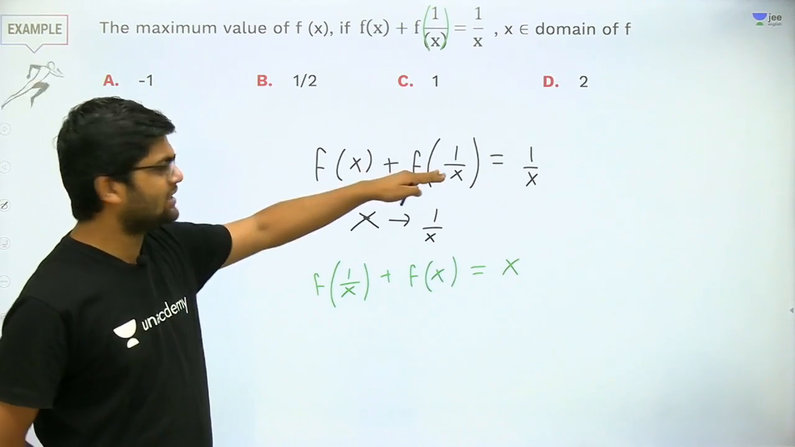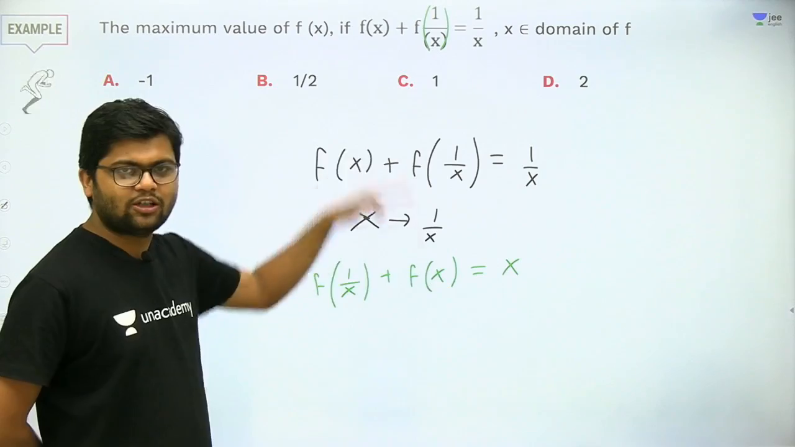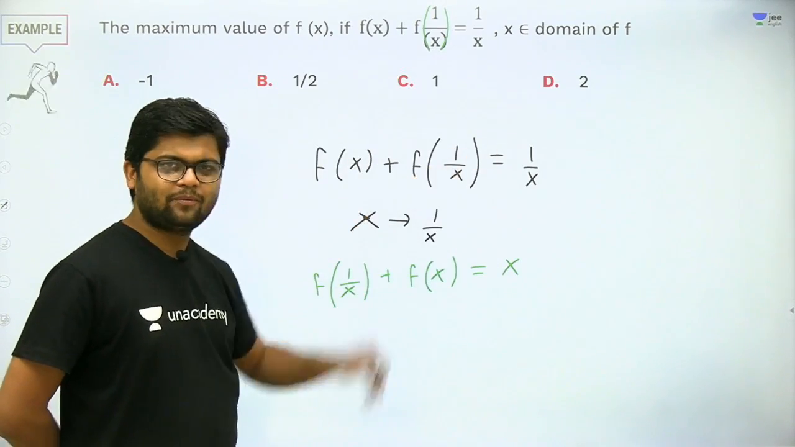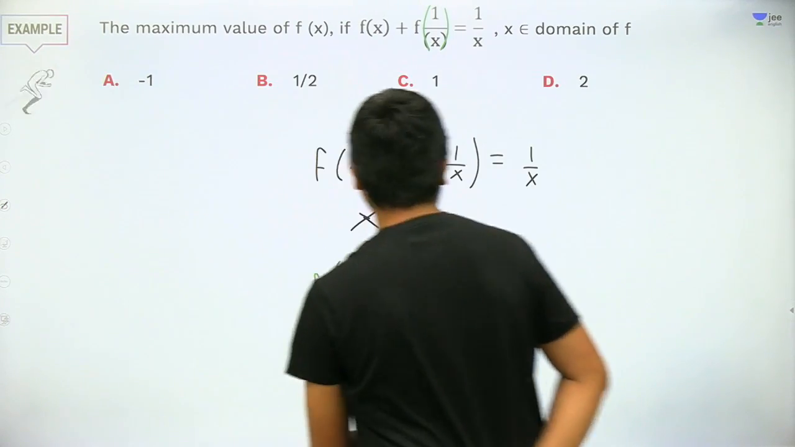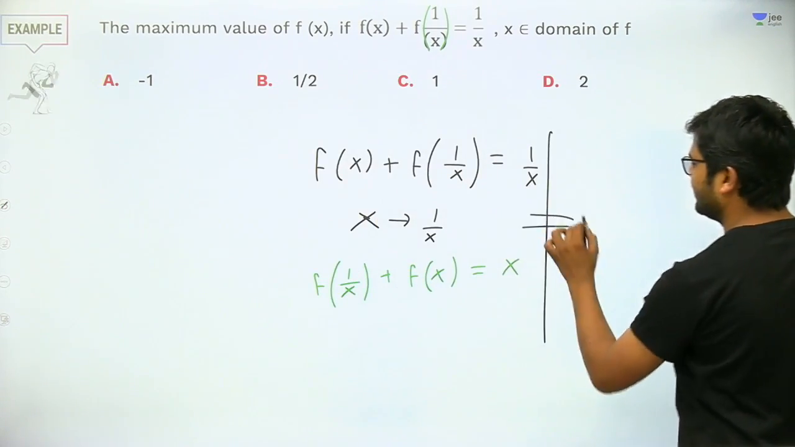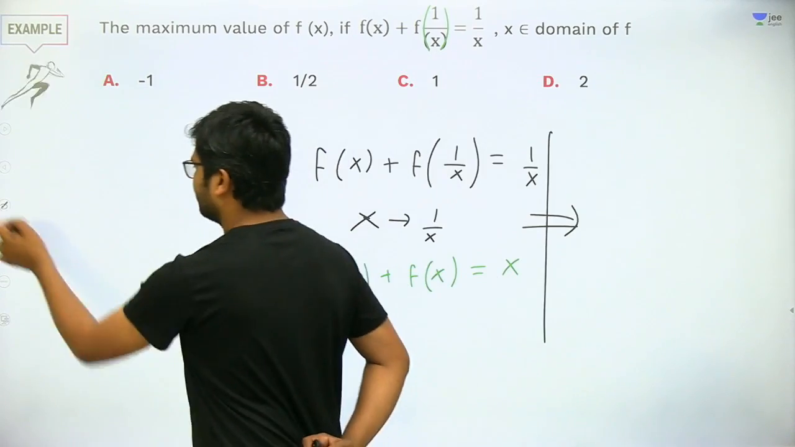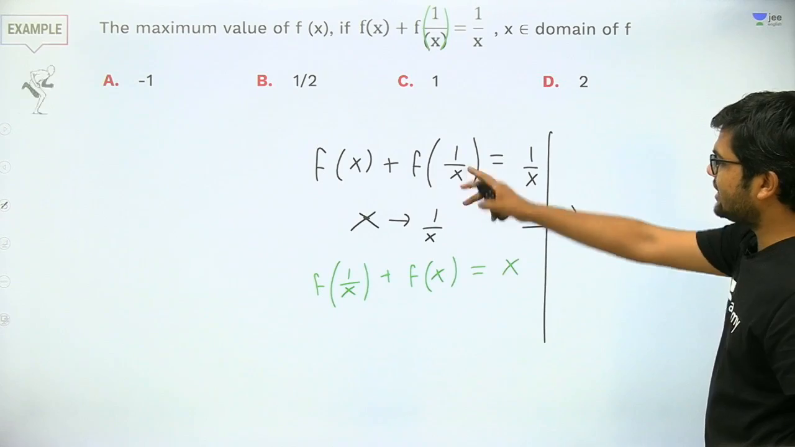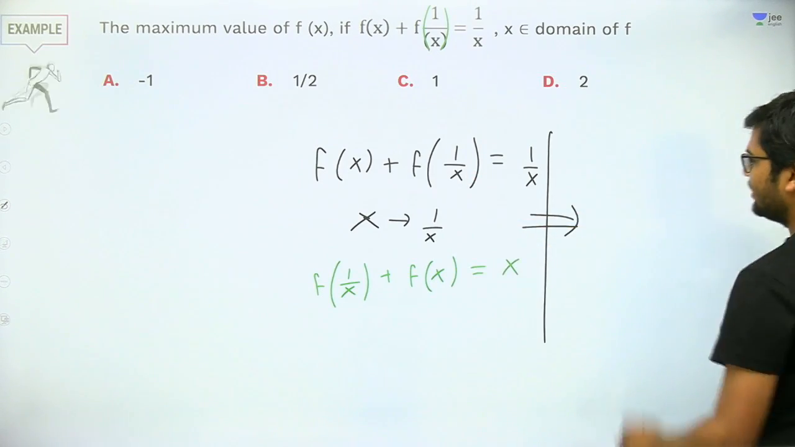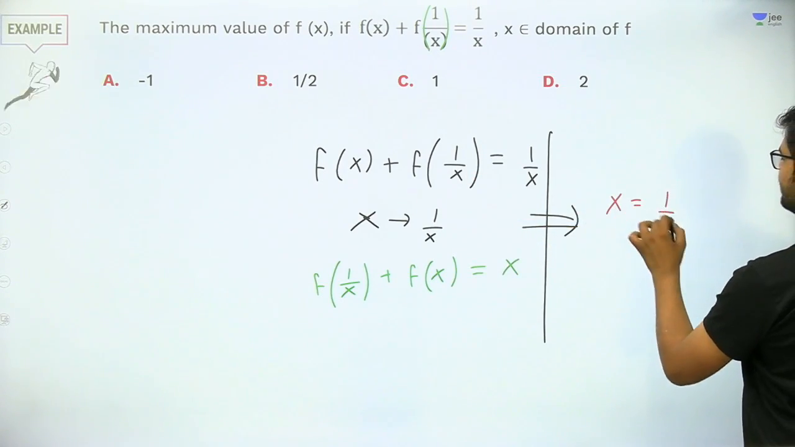This is LHS and this is LHS, both are the same, so RHS should be the same. Therefore, very interesting results have come out: if these two equations are equal, then x should be equal to 1 by x. Since LHS are the same, RHS are also the same. Therefore x equals 1 by x.